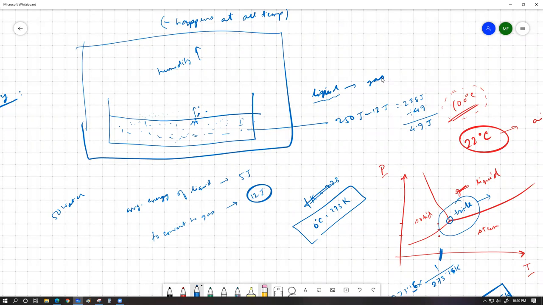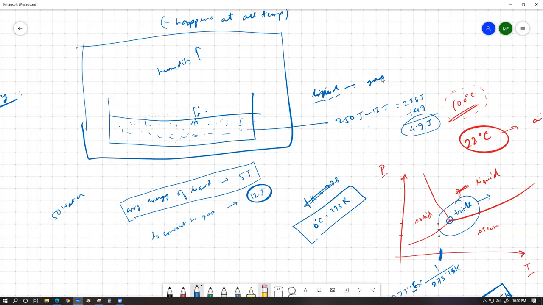This means the liquid, before the evaporation of one particle, had a certain temperature. After one particle has evaporated, the temperature will drop because the average energy has reduced. So evaporation produces cooling for the remaining liquid.